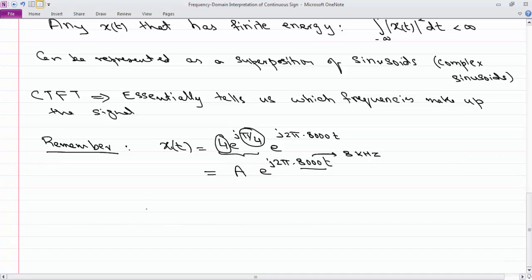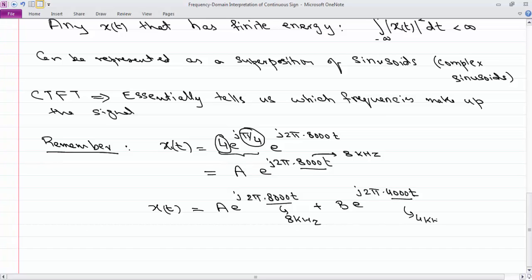I could have another signal like this. I could say I have x of t equals a e to the j 2 pi 8000 t plus b e to the j 2 pi 4000 t. And I can now say that I have a signal which is actually made up of 2 sinusoids. It has a sinusoid with frequency 8 kilohertz, and it has a sinusoid with frequency 4 kilohertz. So this is a sum of 2 sinusoids.